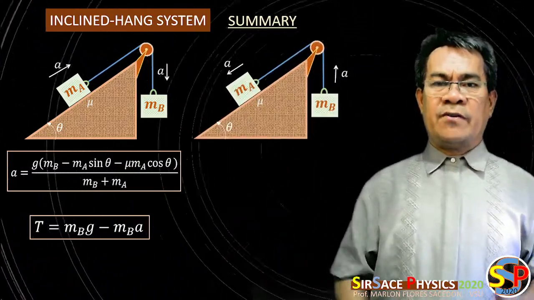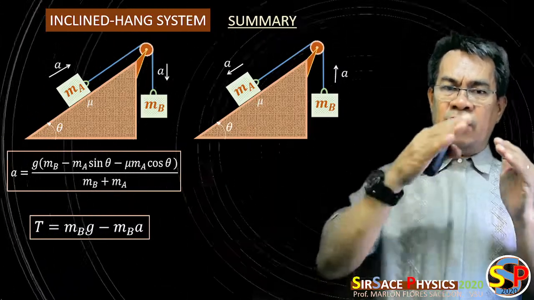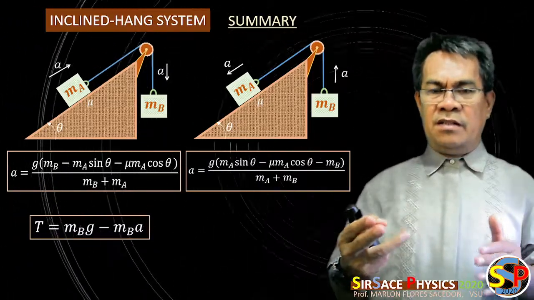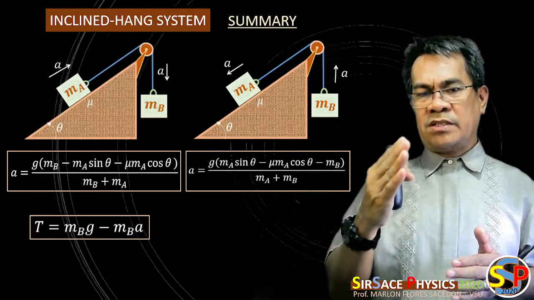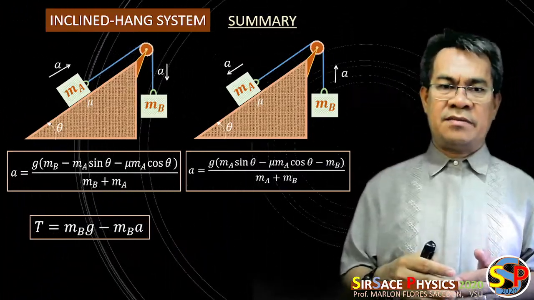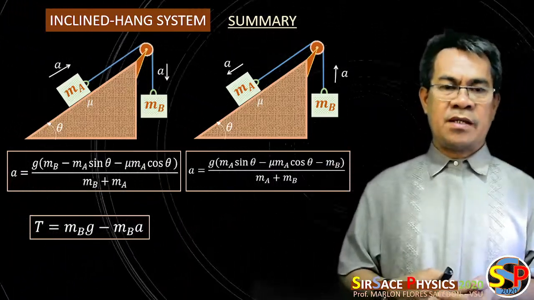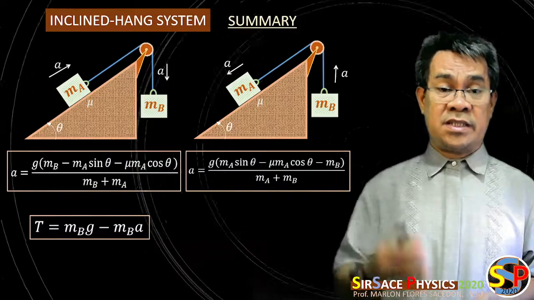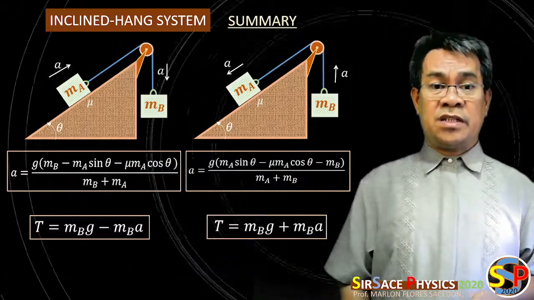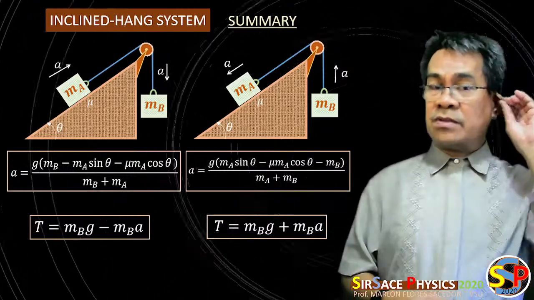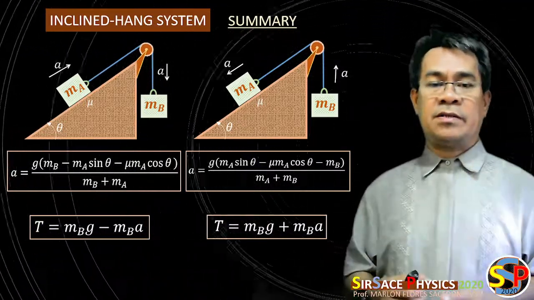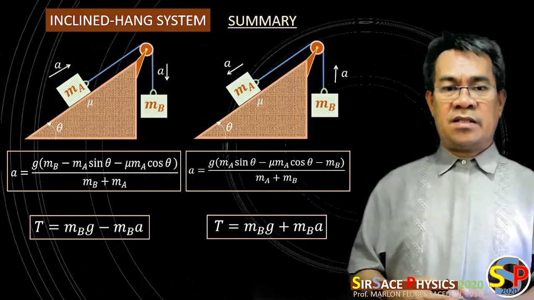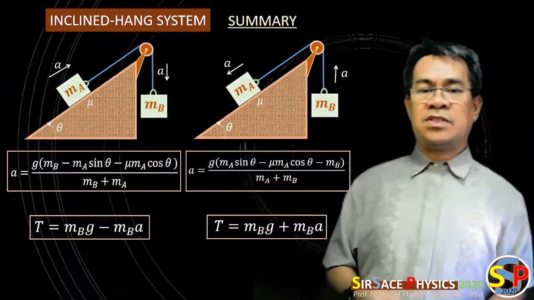Now for the system where mass A will move downward, we have this revised formula. Again, we have the component of the weight, which is m_A g sine theta, subtracted by the frictional force and the gravitational force of the hanging object m_B, divided by the total mass, and that's the acceleration. And the tension, take note, is plus, because it tends to move up, so the weight should be included, and also the net external force, in order to compute the tension in the cord.